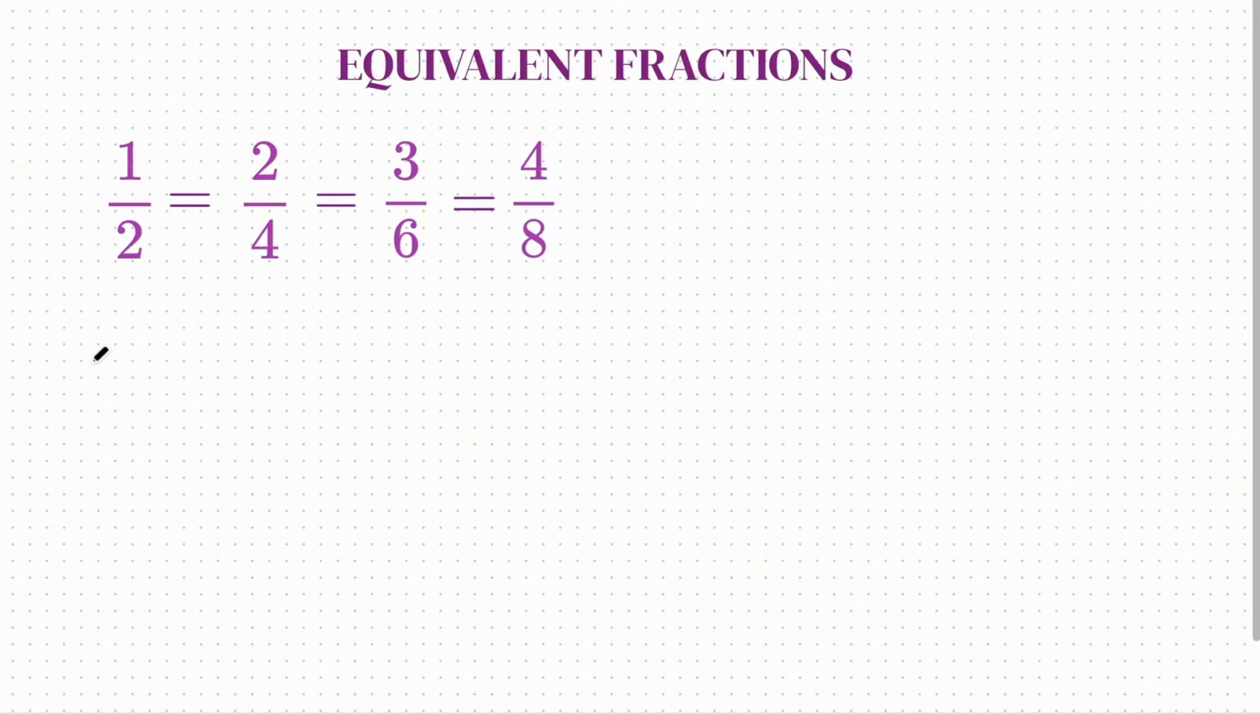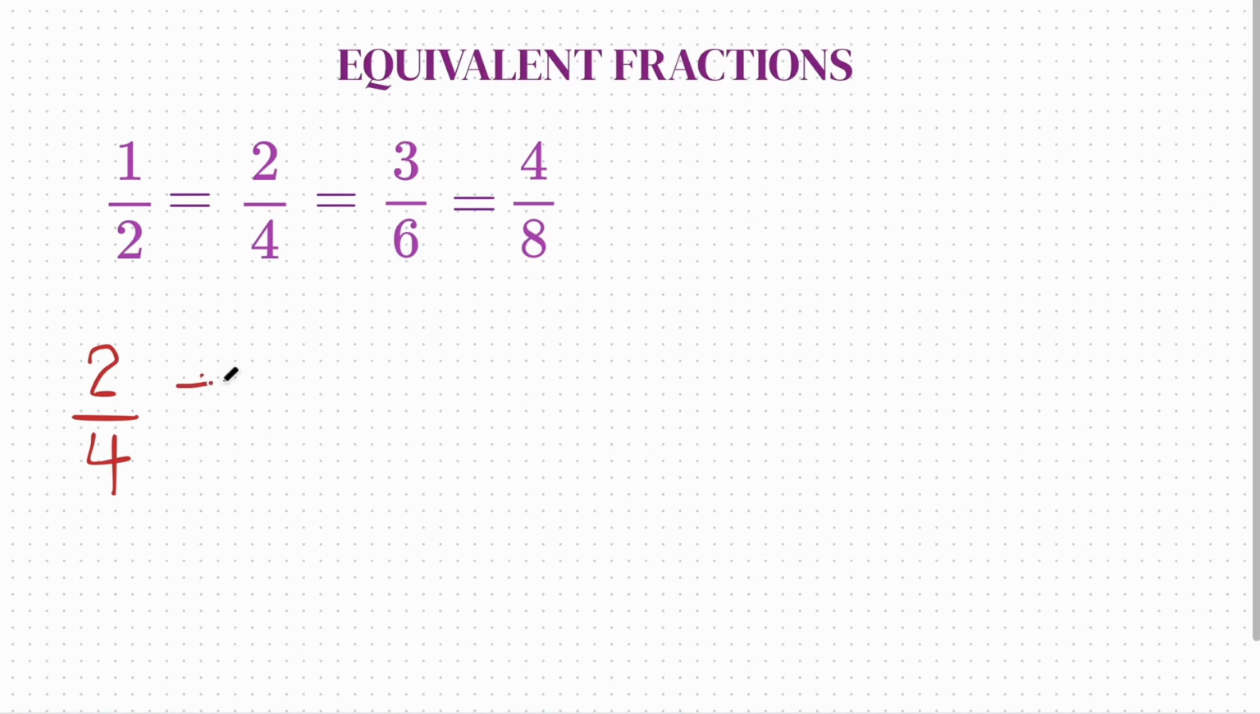Let's look at an example. Say we were given 2 over 4 and we were asked to find an equivalent fraction. Remember what we should do? We should identify a common factor. So that's a number that goes into 2 and 4 without leaving a remainder. What number goes into 2 and 4 without leaving a remainder? 2. So we identified our common factor, we're going to divide.